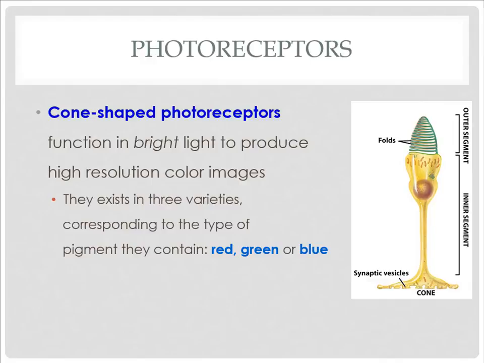Now, our cone-shaped photoreceptors function in bright light. Just like that example I mentioned earlier, with a brightly lit room, we can see vivid images in color. And that's due to our cone-shaped photoreceptors. These photoreceptors allow us to have high-resolution color images that we can see. And again, our cones are mostly prominent in the fovea centralis, right in the center of our vision.